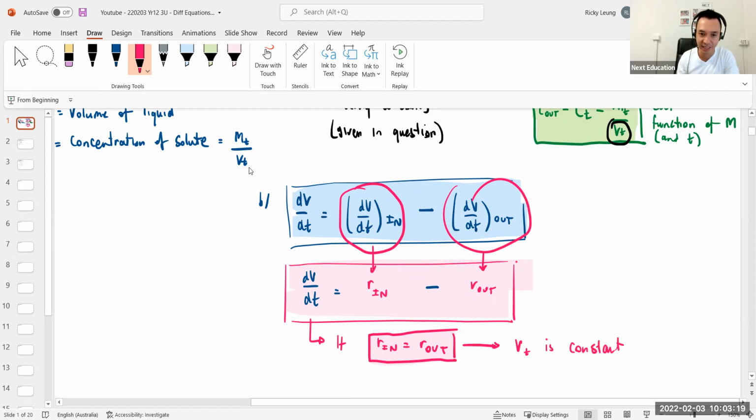Now, the second case: if R in doesn't equal R out. So for example, if I'm pumping in at 3 liters per second and pumping out at 2 liters per second, then over time the volume of liquid inside the tank would change. That's a more complicated case. So V(t).